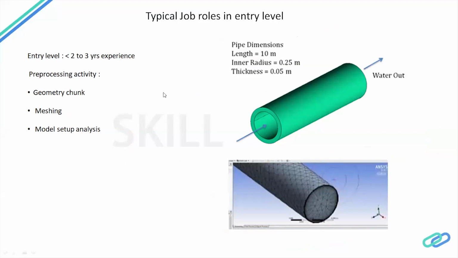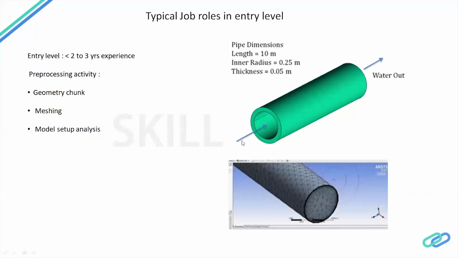So some of the typical job levels in the industry. You can expect people with lesser experience, like 2 to 3 years of experience. The first task they will be given in the industry is model preparation. So we need the geometry. Let us assume a duct. The duct will be considered as circular. This is called a pipe.